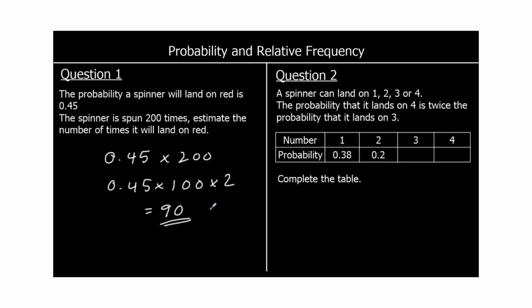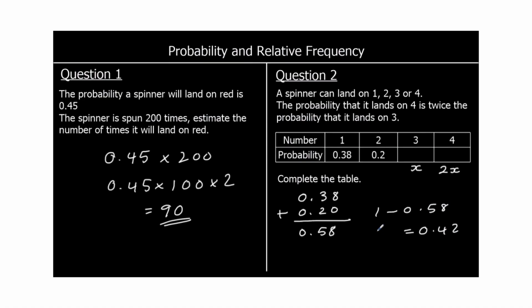Question 2. A spinner can land on 1, 2, 3, or 4. The probability it lands on 4 is twice the probability it lands on 3. So it's going to be double whatever the probability of 3 is. So all the probabilities have to add up to a whole. So at the moment we've got 0.38 and 0.2. So 0.58. What's missing? 0.42 is missing. So x and 2x equal 0.42.